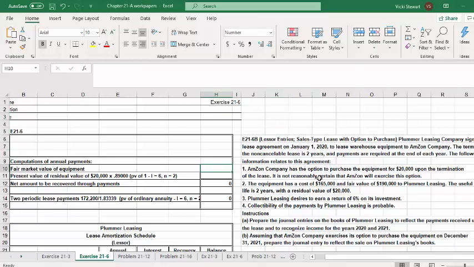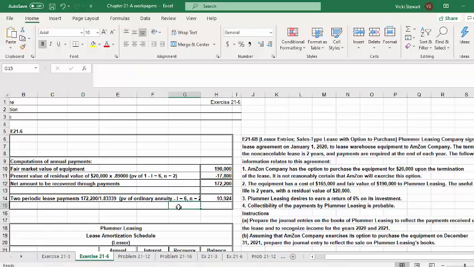So Plummer starts out with the fair value of the equipment, which was $190,000. They would subtract from that the present value of the $20,000 residual value. So you would need to find a factor for the present value of 1 where i equals 6 and n equals 2. And that would give us an amount of $17,800 for the present value of the $20,000. That means that Plummer needs to recover in 2 lease payments $172,200.